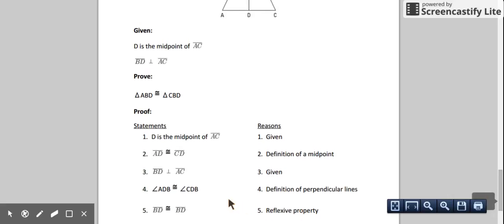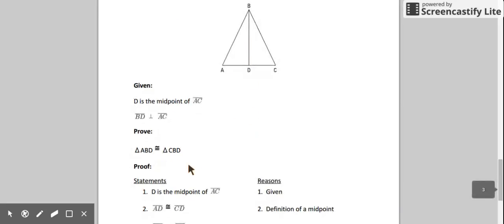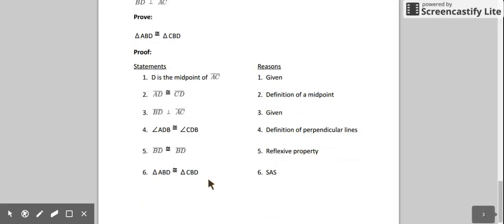So now I have all of my pieces. I have a segment, I have an angle, and I have another segment. So the last statement you always provide is the prove statement. I know these two triangles are congruent because I said that they have congruent side angle side parts.